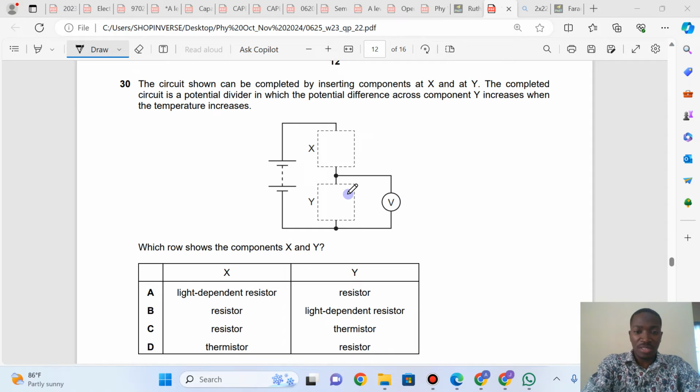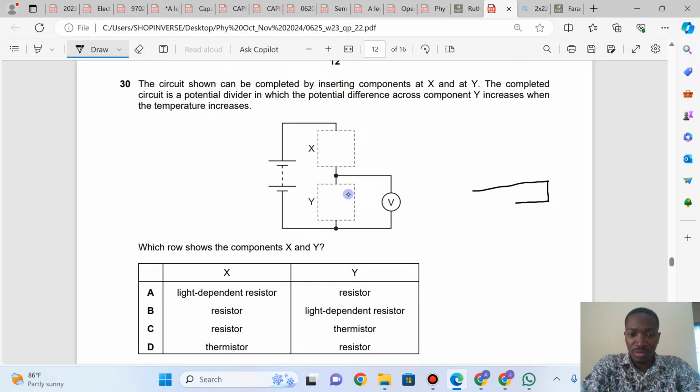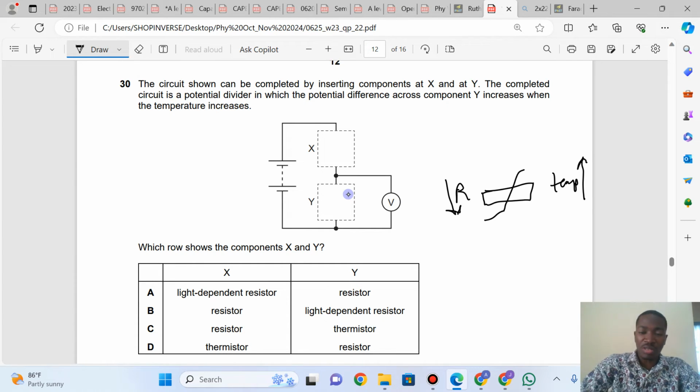Okay, well, I know that a temperature dependent resistor, which is a thermistor, okay, the thermistor is a temperature dependent resistor, and for a thermistor, when temperature increases, then the resistance reduces. Yes. So when temperature increases, resistance reduces. Now let's look at the question again.